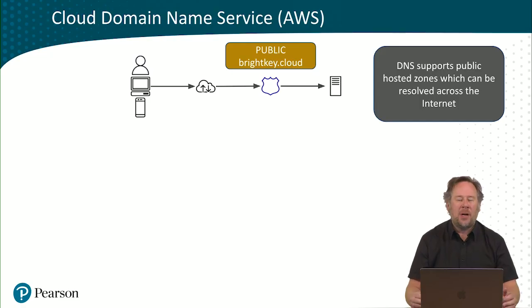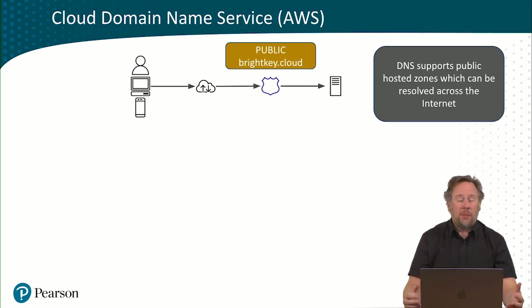The deployment of network services is a little bit different in terms of considerations than designing around network services. For deployment, you're going to need to understand the feature sets and configuration options a little bit more. Let's talk about Cloud DNS, Domain Name Service, and we're going to put this in the context of AWS.